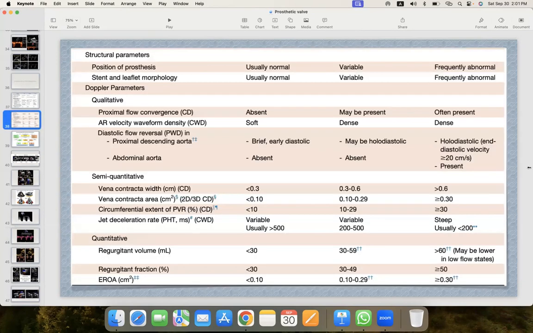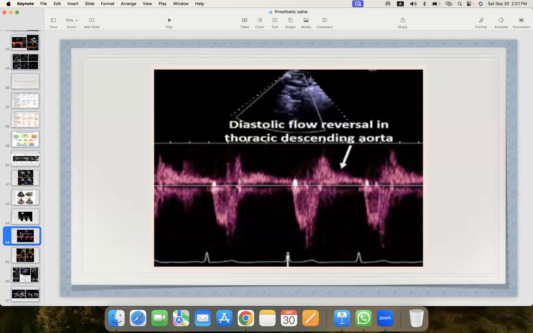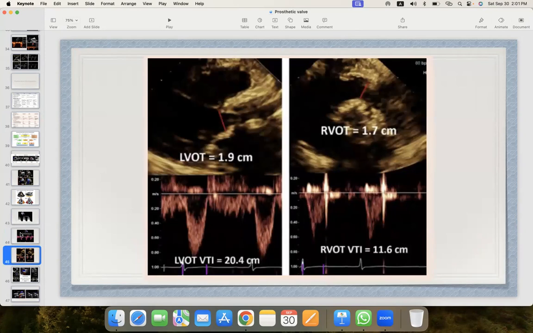As you see here, we consider it significant if the velocity at the end of the thoracic reversal is more than 20 centimeters per second. But for the abdominal, we always consider it significant. It is considered one of the specific criteria for severe aortic regurgitation.